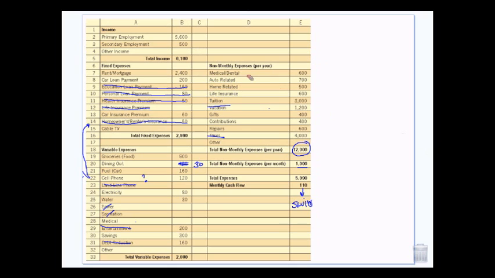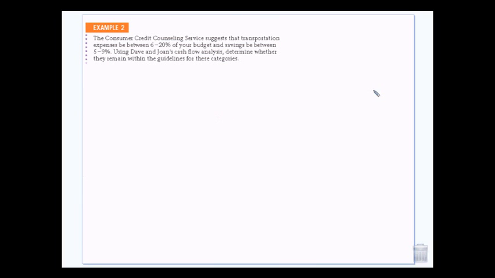So if we look at this, we're going to go back to their cash flow analysis without my changes. The Consumer Credit Counseling Service suggests that transportation expenses should be 6 to 20% of your budget, and savings should be 5 to 9%. This was in 2007 when this book was written. It might have changed by now.